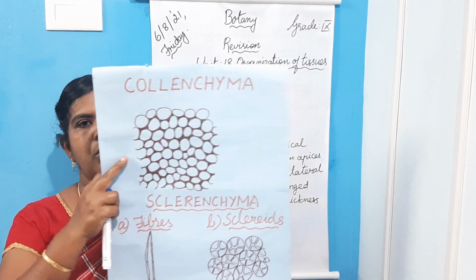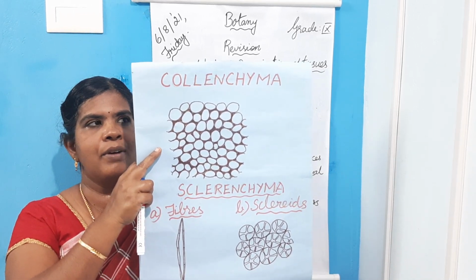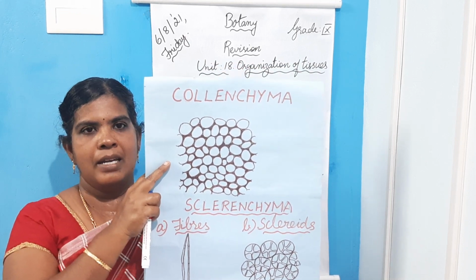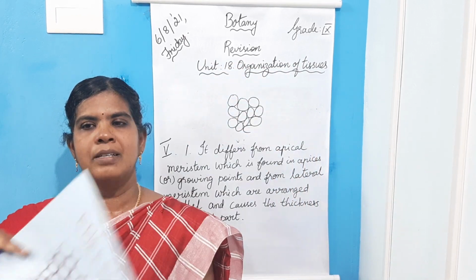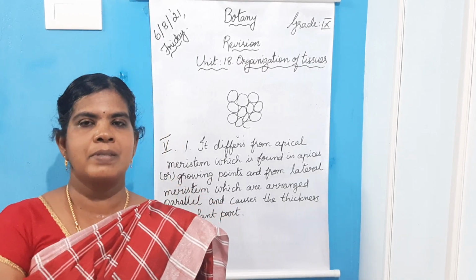For collenchyma, you are drawing the diagram like this. And for sclerenchyma, sclereids and fibers, you are drawing the diagram like this. Clear? Next detailed question. Write about the elements of xylem.